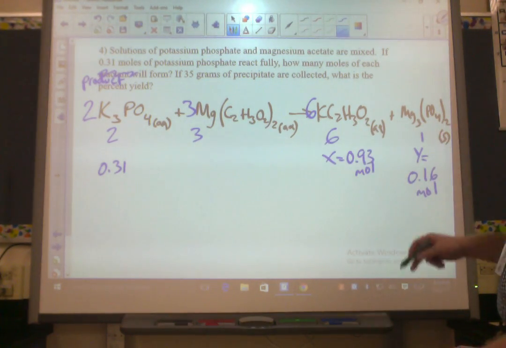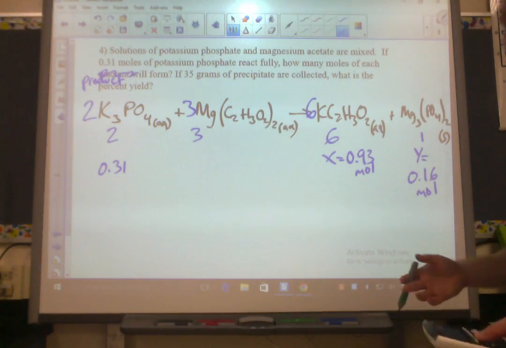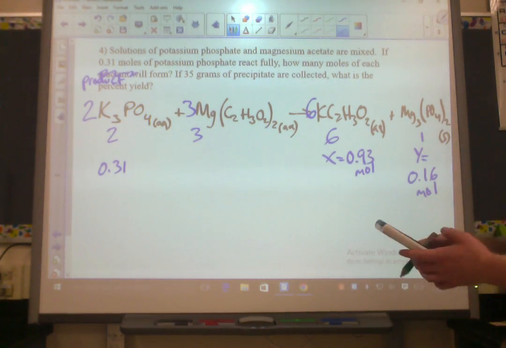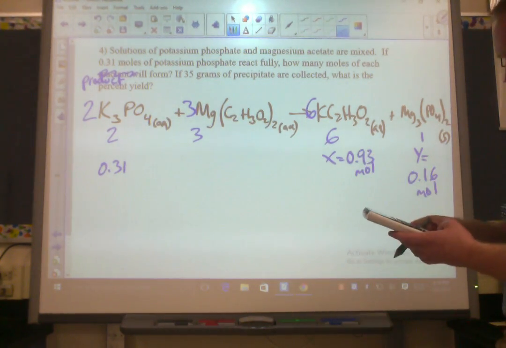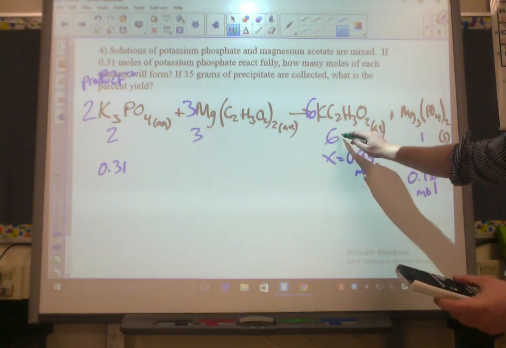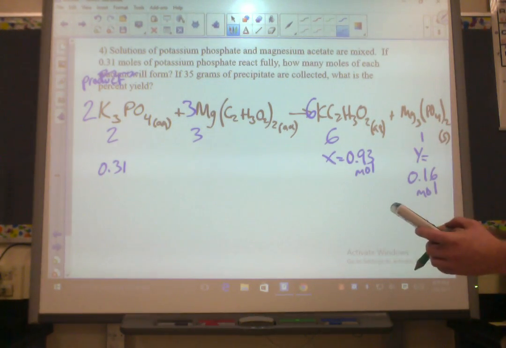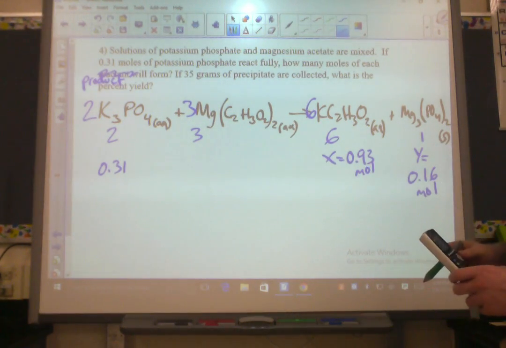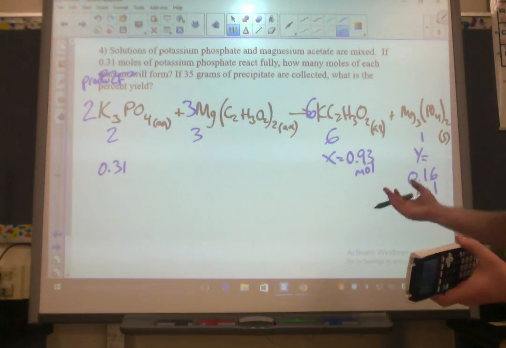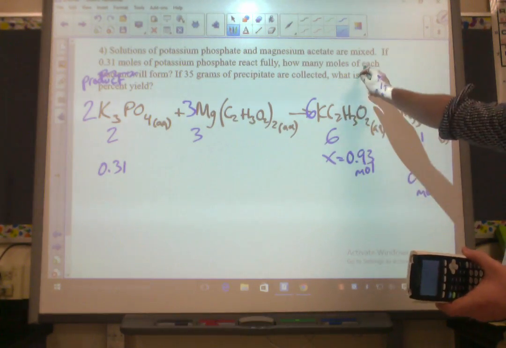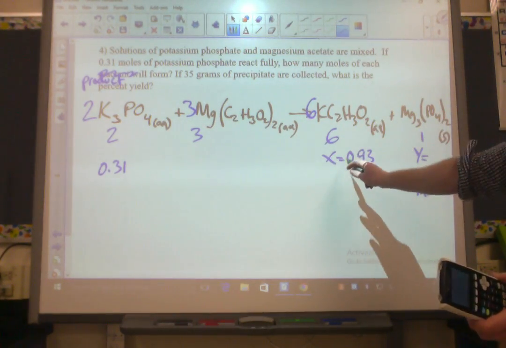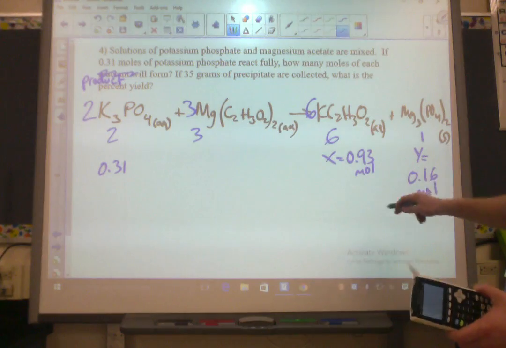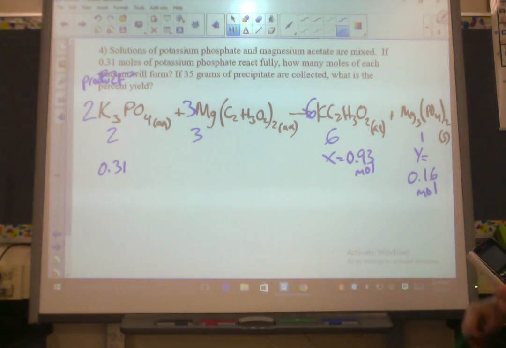And just to check, if you had done it this way, if you got this answer and then used it to get this answer, you're probably going to have this exact same thing. It might be a little off due to rounding. Let's see. So if you had 0.93 and it's a 6 to 1 ratio, you're going to divide that by 6, which gives you the exact same answer. So you can do it that way as well. So the first part is done. I formed how many moles of each product? Well, it's going to be 0.93 moles of this product and 0.16 moles of this product.